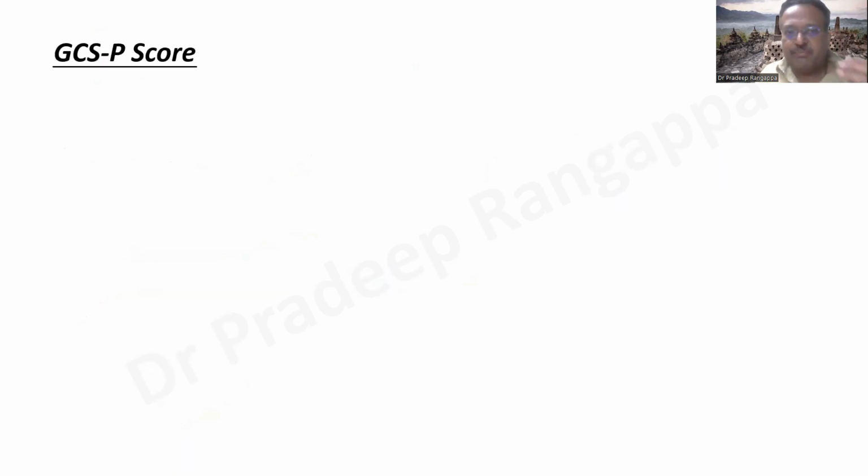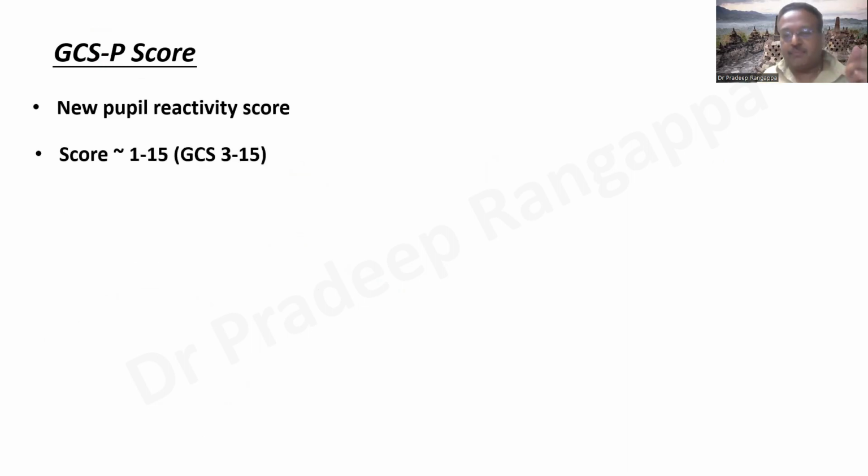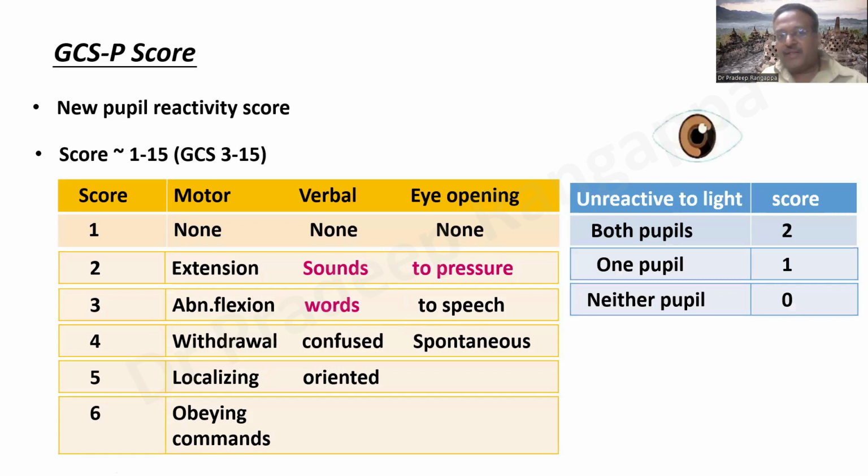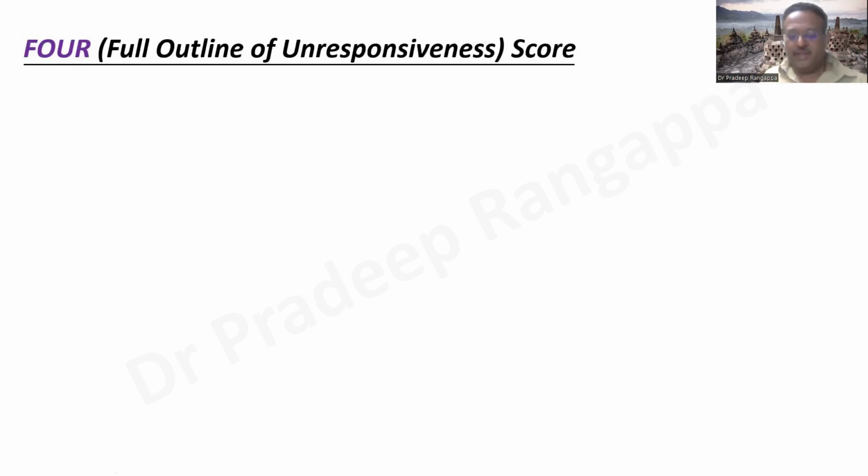So very quickly, we look at the GCS-P score. GCS-P score is essentially GCS plus pupillary reflex score, because GCS does not have pupil. So the score is 1 to 15, as opposed to the conventional GCS, which is 3 to 15. The changes are only in the verbal response. The ones marked in red are the changes incorporated in the GCS-P score. P stands for pupillary. So both pupils unreactive to light is a score of 2, one pupil 1, and neither pupil 0. So that's the sort of score in GCS-P.